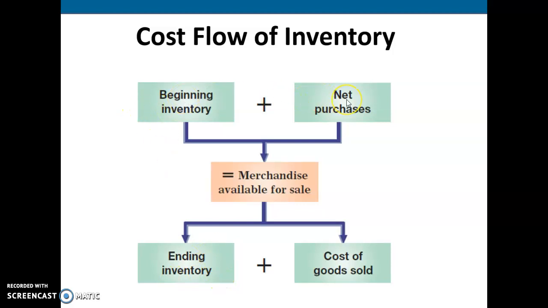Beginning inventory plus purchases equals goods available for sale minus cost of goods sold will equal ending inventory. You can also use this formula to calculate cost of goods sold. Beginning inventory plus purchases equals goods available for sale minus ending inventory will equal cost of goods sold. So this is a very powerful formula. We're going to use it a lot, and you do need to study that formula and understand how it works.